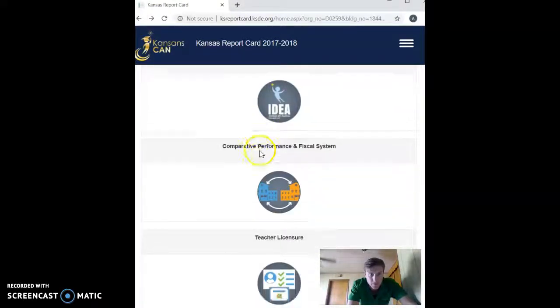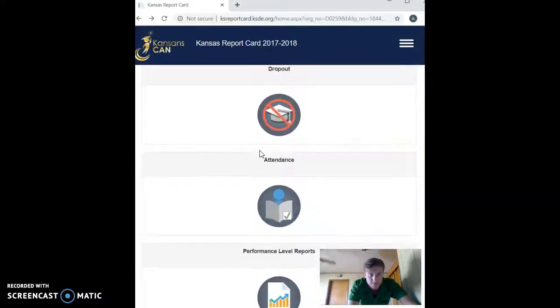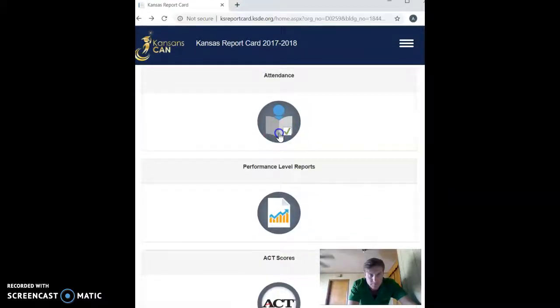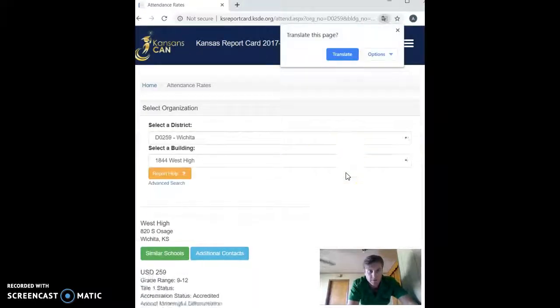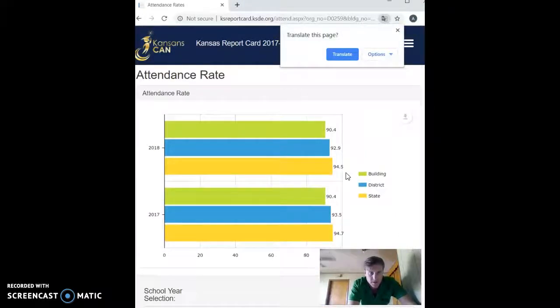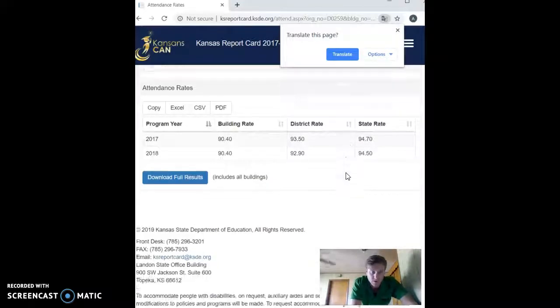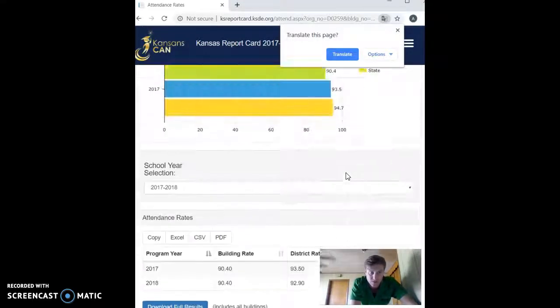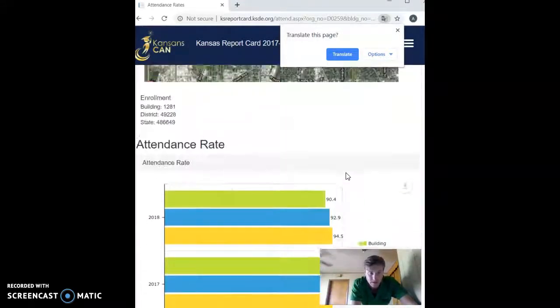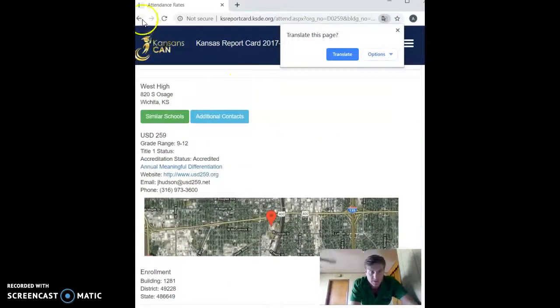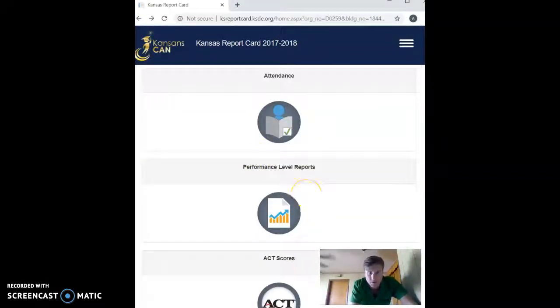And let me go to one more thing here. Performance level reports. Okay, so our attendance rate, our building rate's 90%, obviously below district and state levels. We have had problems with attendance in the past, but we're working to try to get those kids into school as much as we can to see them. So that's been something that has been on the radar for our school as well.